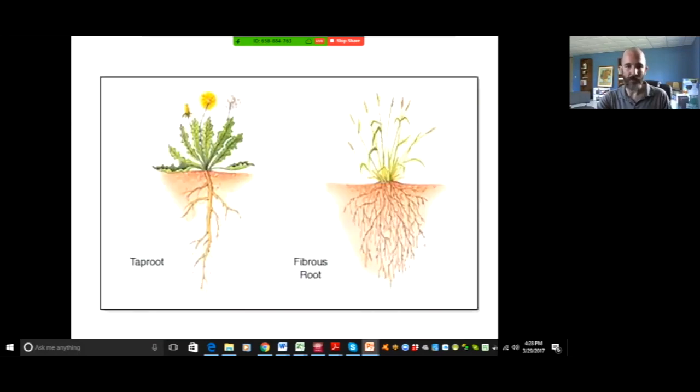So another way to look at this is whether they have a taproot or not. A monocot generally does not have a taproot. It's got a fibrous root system, think grasses. And dicot plants generally have a taproot. So for example, if you're familiar with selective herbicides, these artificial herbicides that kill weeds and not grass, the way that works is they're leveraging the difference between a monocot and a dicot plant. The herbicide kills the dicot and it doesn't harm the monocot.